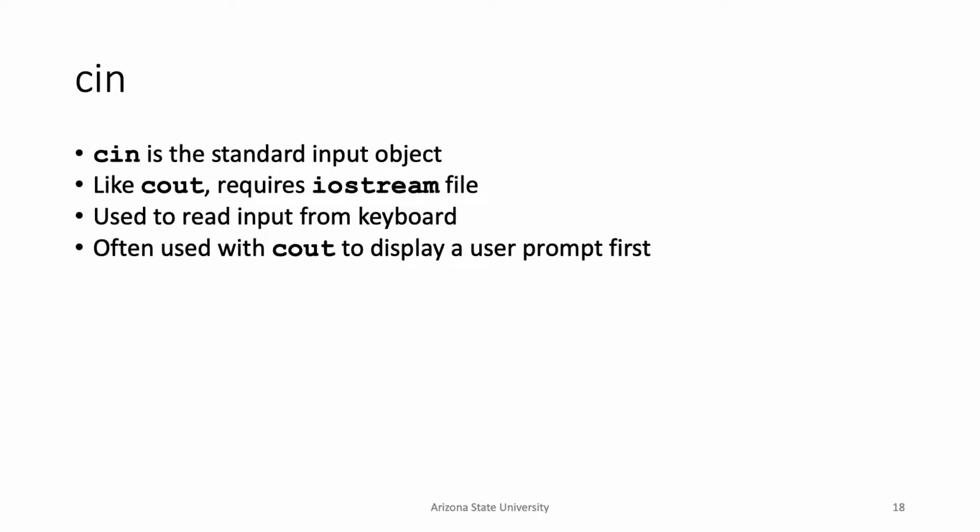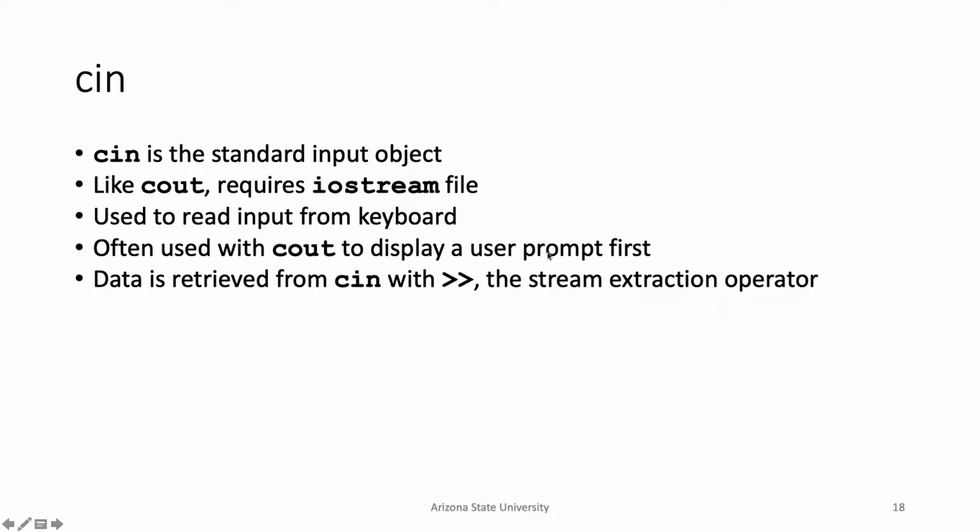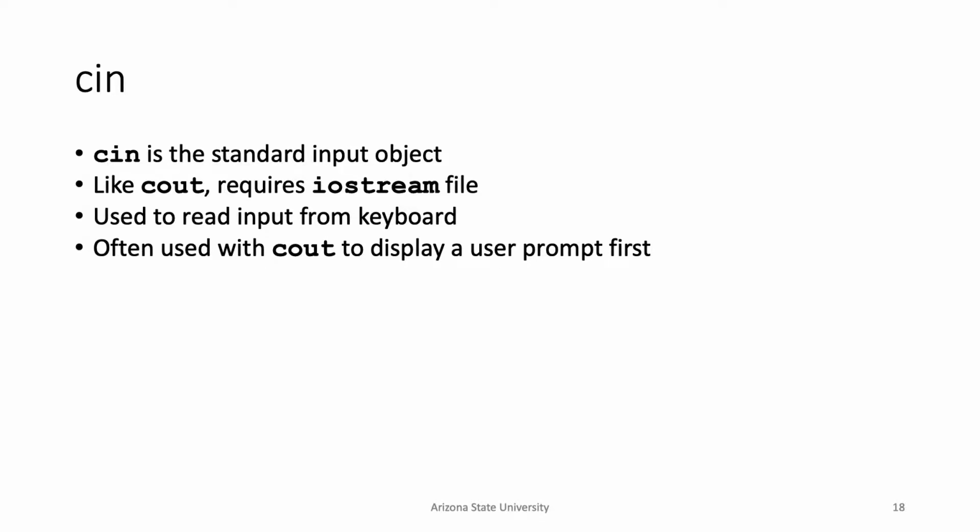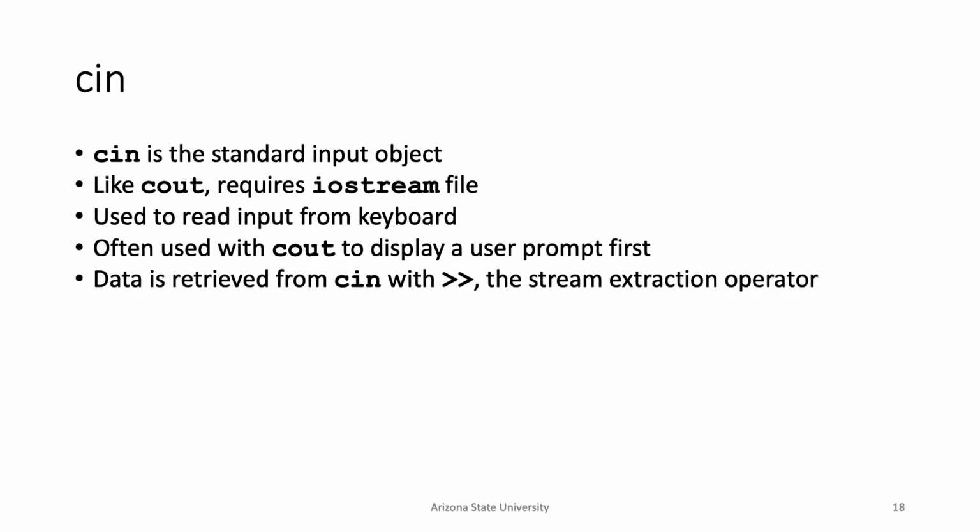It's used to read input, and is often used with cout to display a user prompt first. So if you wanted to have the user, let's just say, input exam scores, you can give a prompt with cout, enter a score between 0 and 100, and then right after that, I'll have a cin statement to actually input that value. So that's what's commonly done.